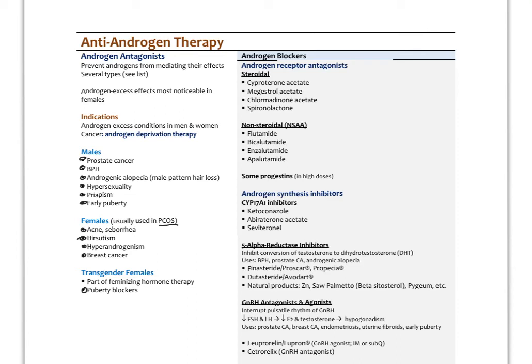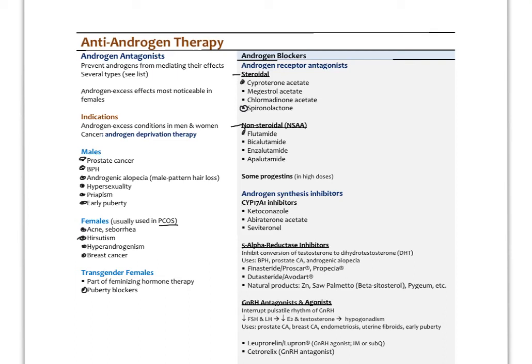So there's the direct androgen receptor antagonists, and they can be either steroidal or non-steroidal. The steroidal would be things like spironolactone. Now we usually think of this as blocking the effects of aldosterone in the kidneys and the body, but it also has anti-androgen effects. Cyproterone is another example. The non-steroidal would be things like flutamide, and again, these are all going to block androgen receptors. Some progestins in high doses will do that as well.